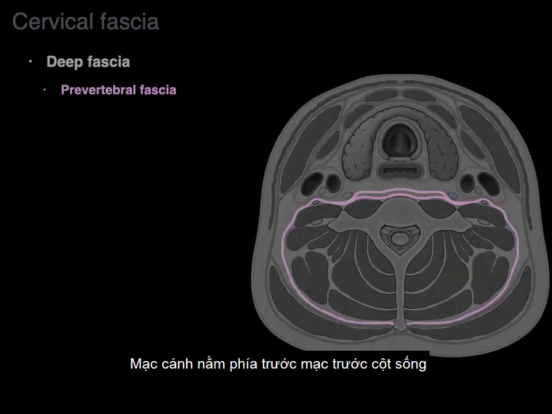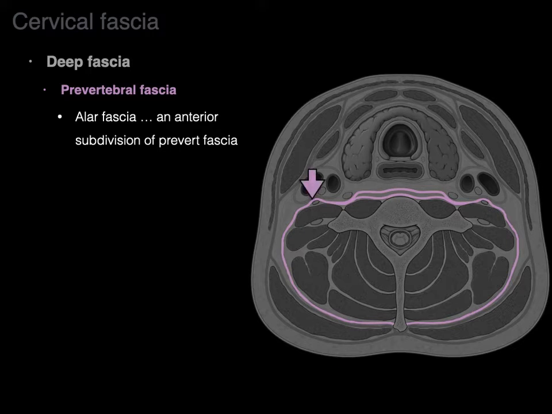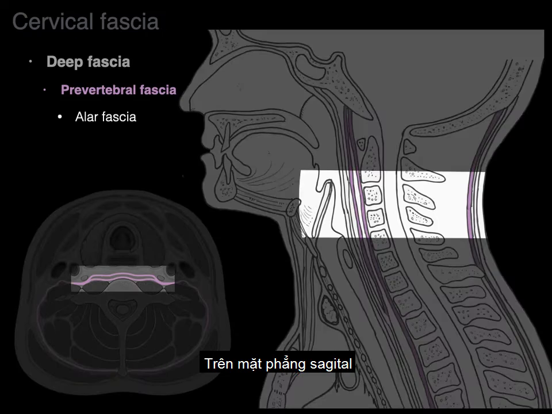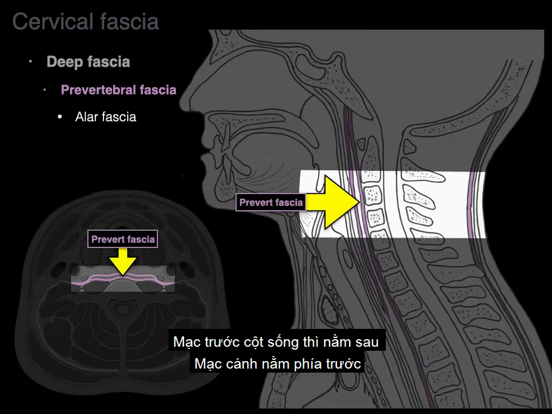And so the prevertebral fascia also has something called the alar fascia. It's an anterior subdivision of the prevertebral fascia. Let's watch. As the prevertebral fascia approaches that transverse process, shing, it separates and forms this anterior lamina called the alar fascia. Basically, the prevertebral fascia along the front has two layers. So in sagittal section and the cross section, we can see prevertebral and alar fascia in that section.